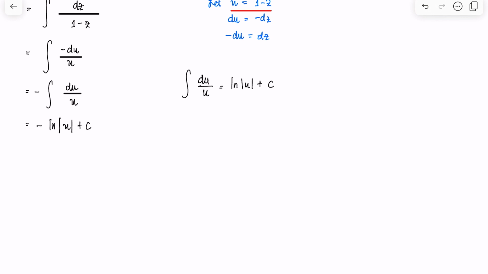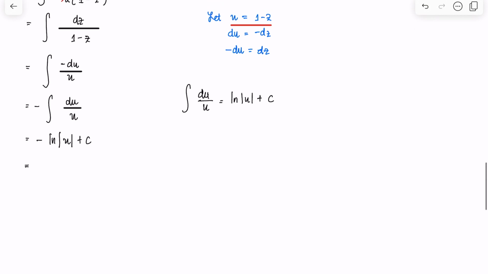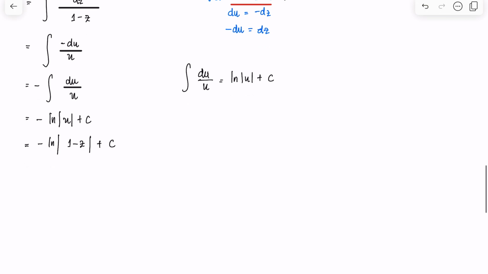But do not get tempted to stop there, because we did substitution before, so we have to replace u by what we let it earlier to be, 1 minus z. So this will become negative ln of 1 minus z. Now, most of the students would stop here and they will probably get, say, 7 out of 10 because this is not yet the final answer.